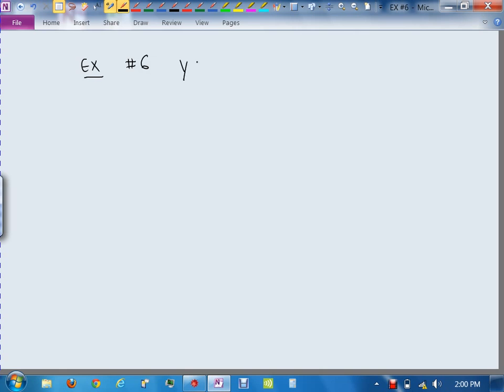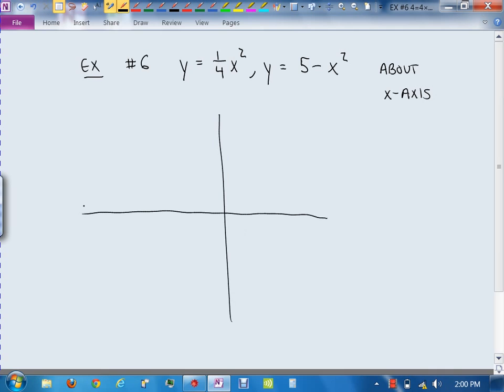Y equals 1/4 x squared. Y equals 5 minus x squared. Let's rotate this about the x-axis. So we want the region enclosed by those two functions wrapped around the x-axis. So we have to draw them first. A blue one, let's see, 1/4 x squared. I'll make that my blue one.